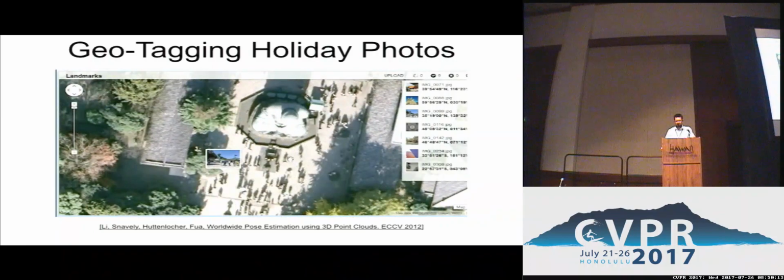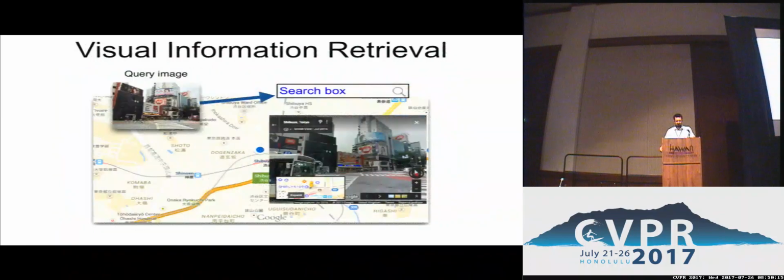The second is visual information retrieval, where rather than searching for a term, you have a picture, you search with this picture and get information. For example, here the closest street view image in Tokyo.